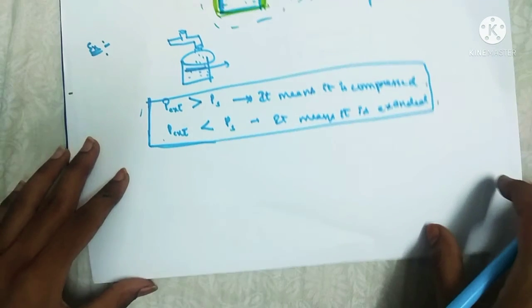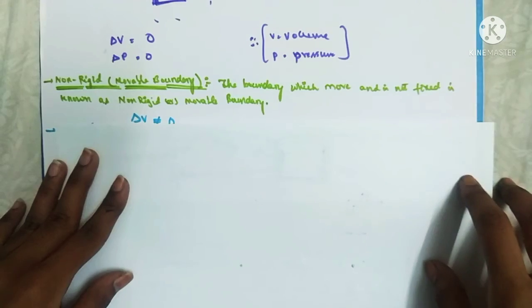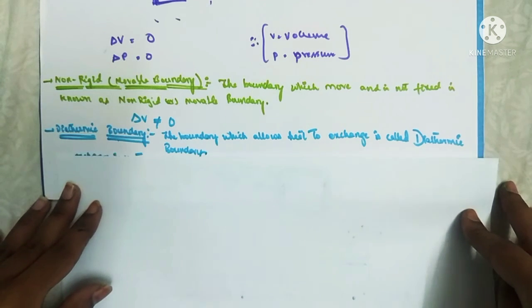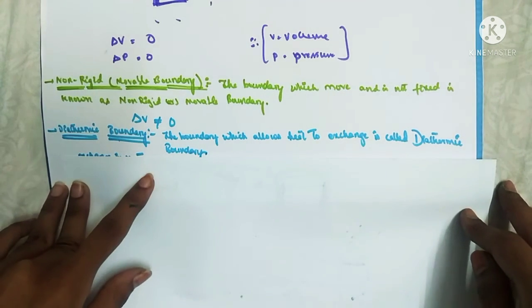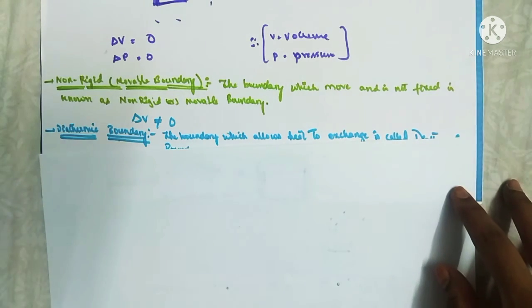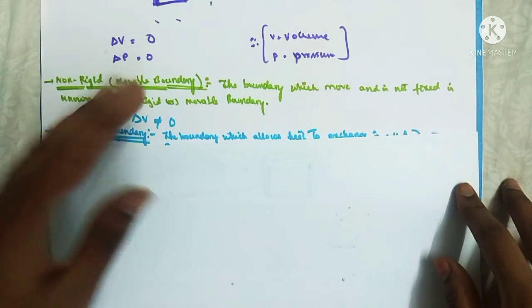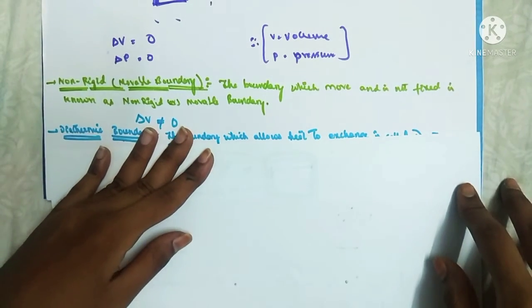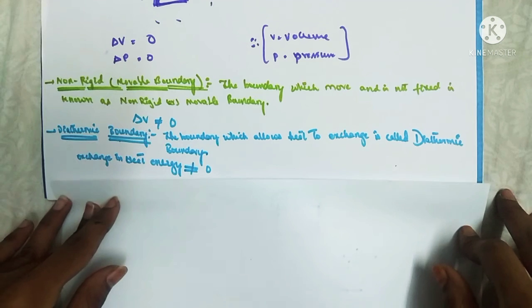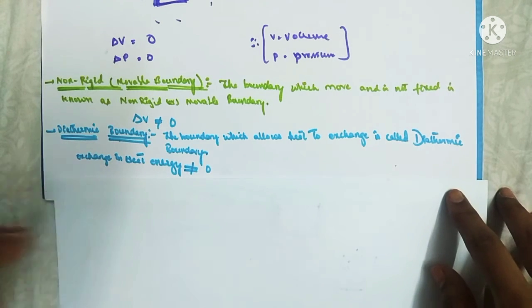Okay. The next type of boundary is diathermic boundary. The boundary which allows heat to exchange between the system and surroundings is called diathermic boundary. So we can say that exchange in heat energy will not be 0, because there is some exchange in heat energy.